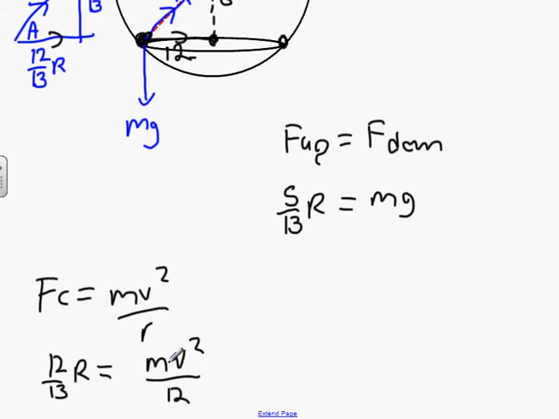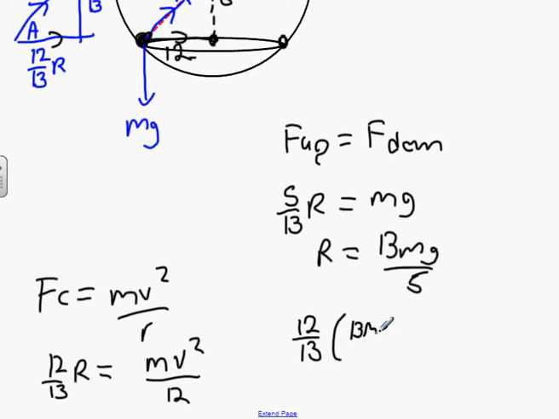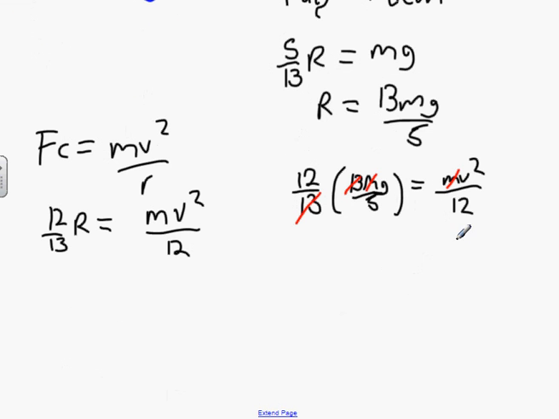Now, the way to do this would be to isolate r. I'm going to go back up to the first equation. R equals 13 mg all over 5. Replace it in for r. 12 over 13 multiplied by 13 mg all over 5 equals mv squared all over 12. Now the 13 and the 13 cancel, and the m and the other m cancel. So what I'm going to be left with is 144g over 5 equals v squared.